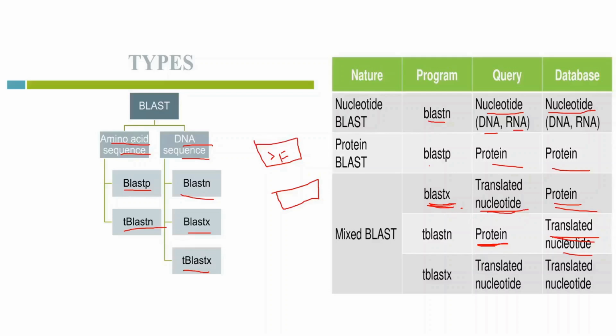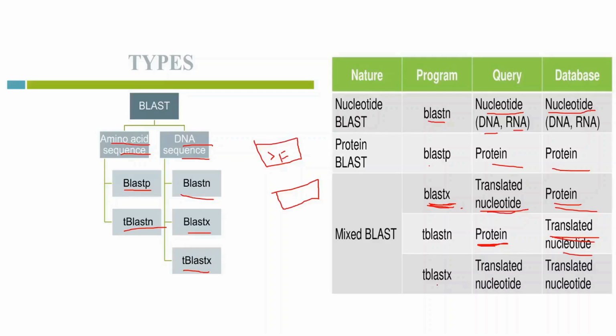BLASTX, X here means translated nucleotide. When you are using BLASTX, the translated nucleotide is searched against the protein database. That nucleotide is first translated into protein, and then the protein query sequence is searched against the protein database. TBLASTN means you have a protein sequence and you are searching against the translated nucleotide. That will also be protein, but it is present in the form of translated nucleotide.